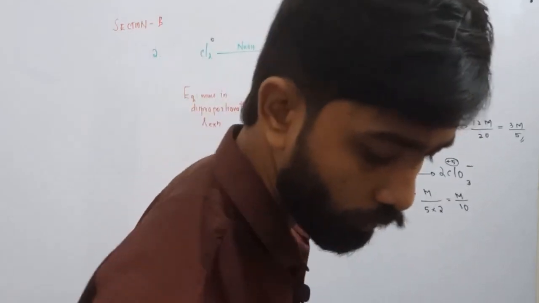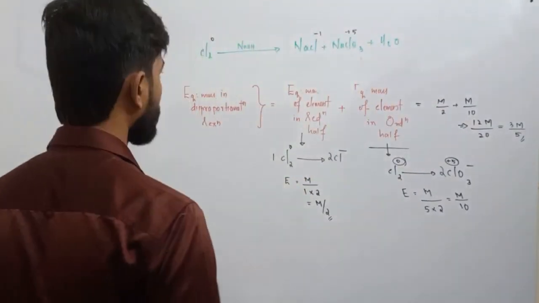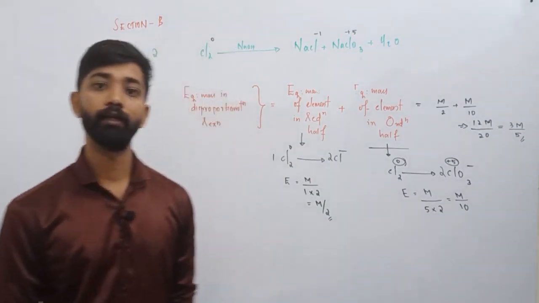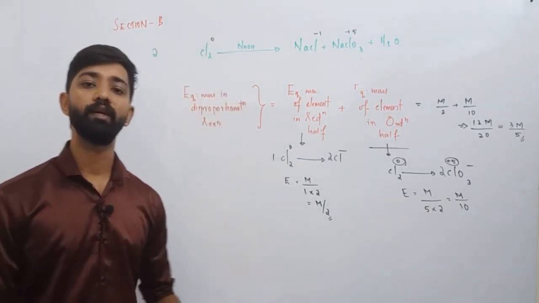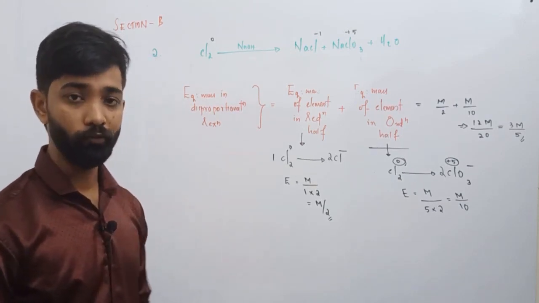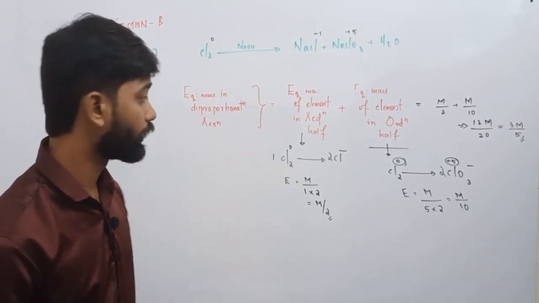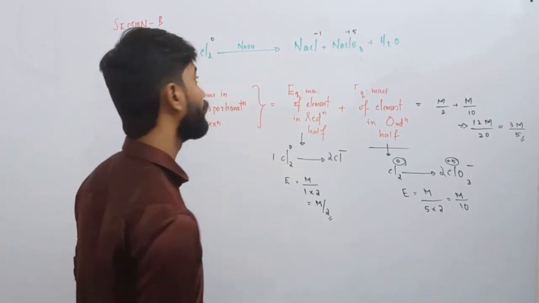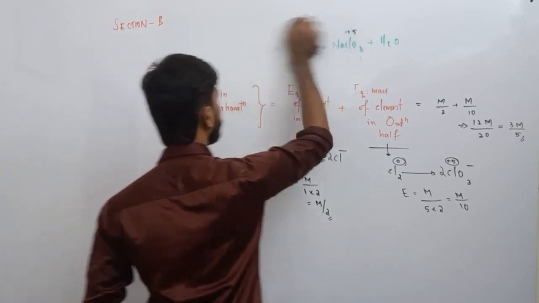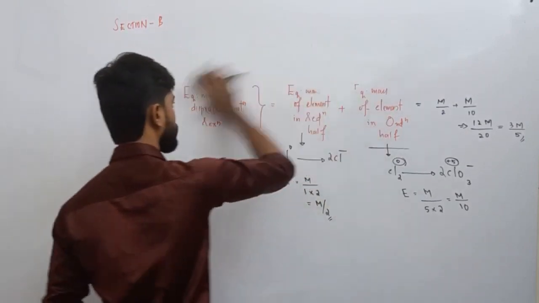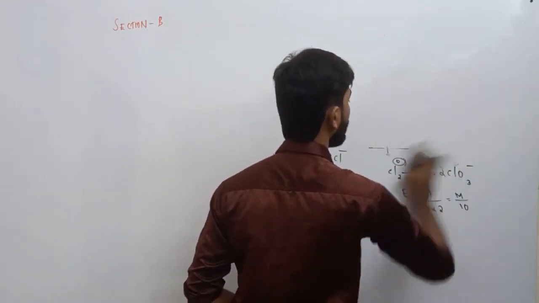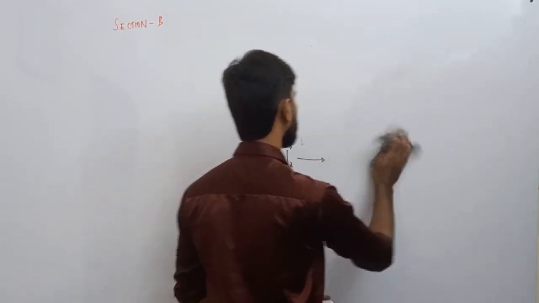So in a disproportionation reaction, if you are asked to find the equivalent mass, then you split the reaction into 2 halves, balance each one, find the equivalent mass of each half, and simply sum them to obtain the total equivalent mass of that component in the particular reaction. Okay. So here the choice is 3M divided by 5. So moving to the next question.